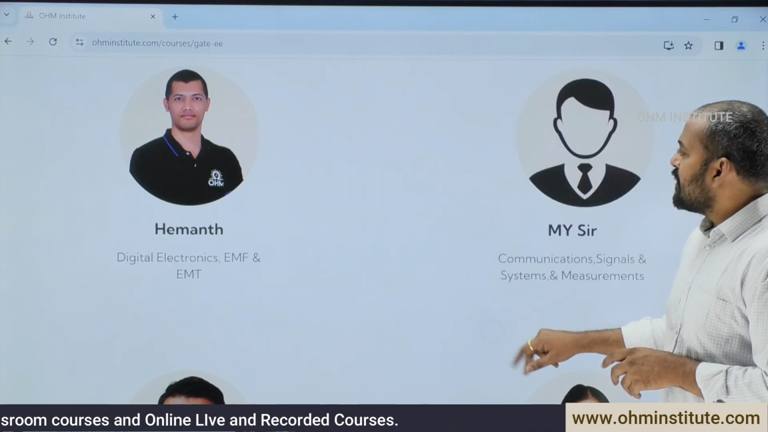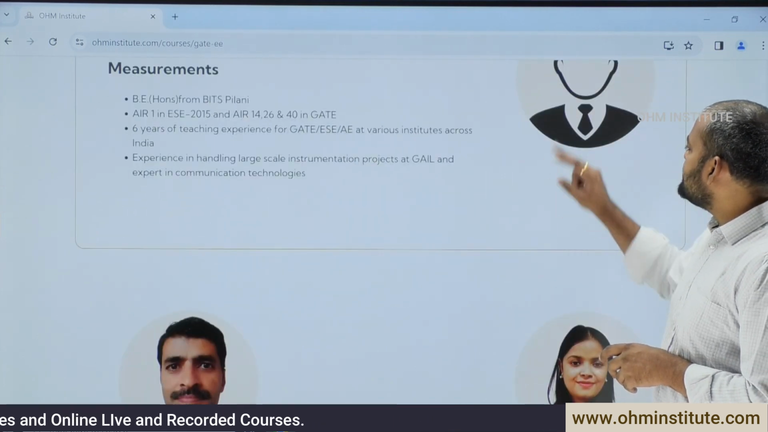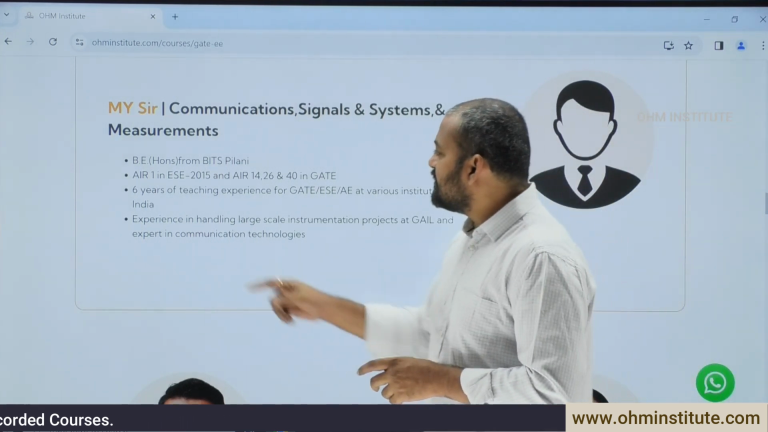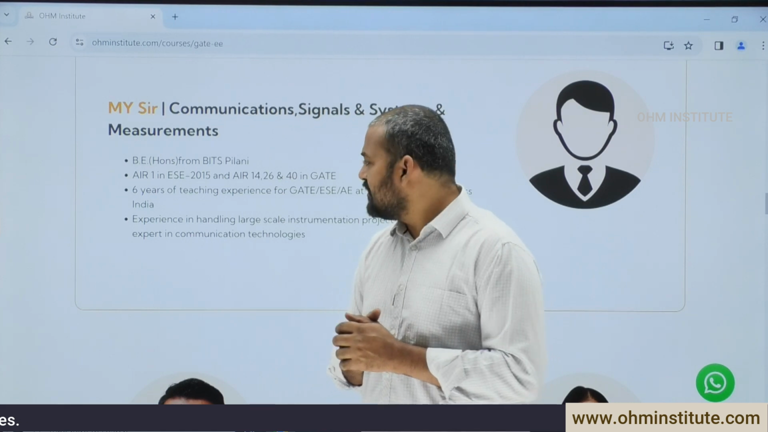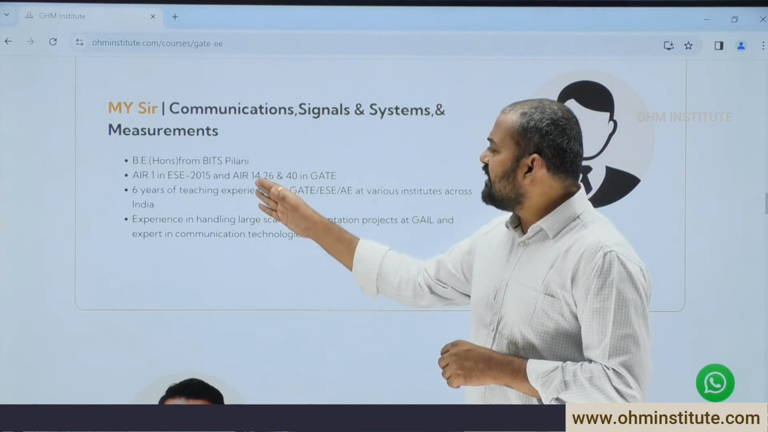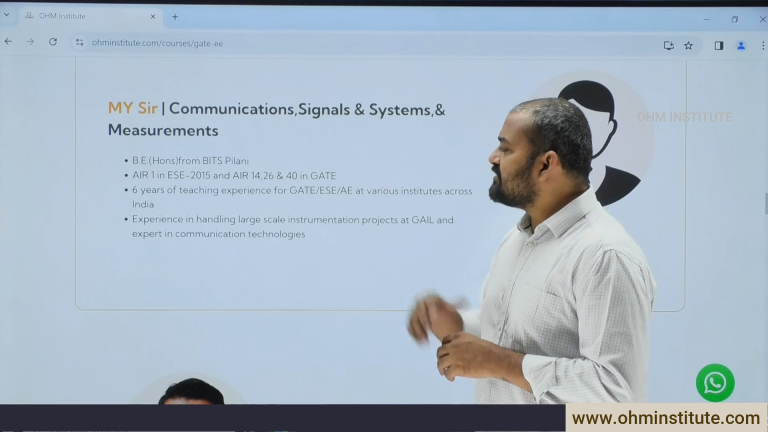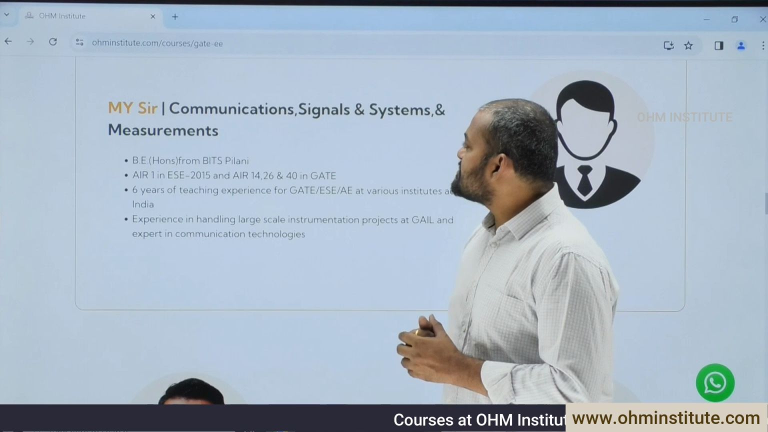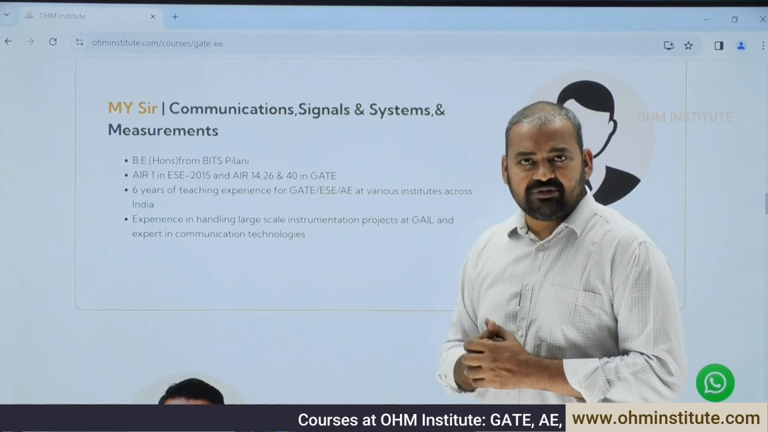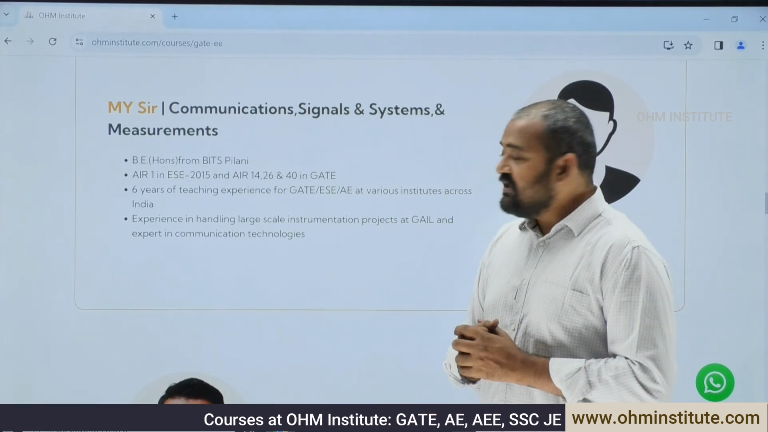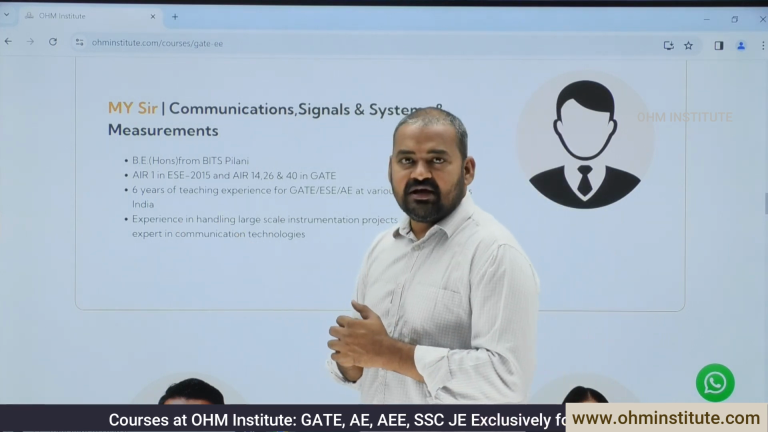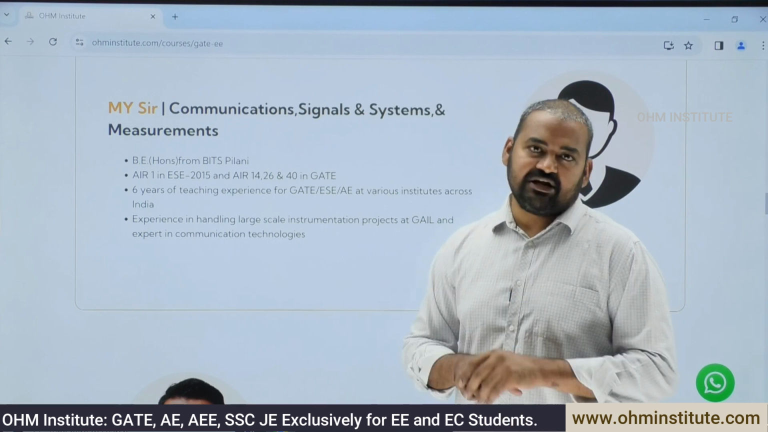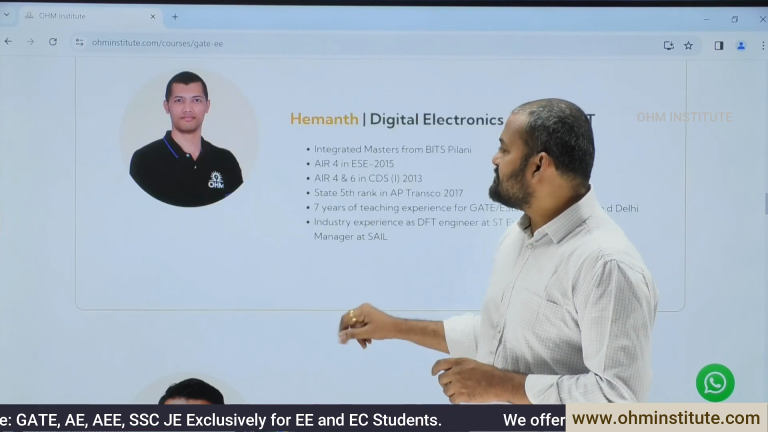Okay, and then we have Muhammad Ijaz sir. He is All India first ranker in Engineering Services exam 2015, and he also scored All India 14th rank, 26th rank, 40th rank consecutively in GATE examination as well. Sir will teach communications subject, signals and systems, and measurements at Home Institute. Okay, he has more than 6 years of teaching experience, and he is currently working in industry, and he will come and teach at Home Institute for these particular subjects as I mentioned.